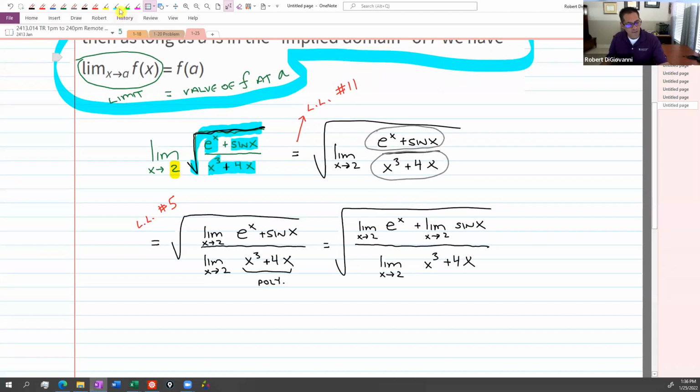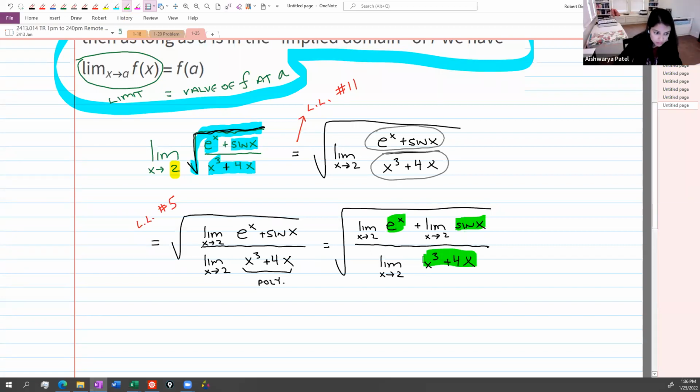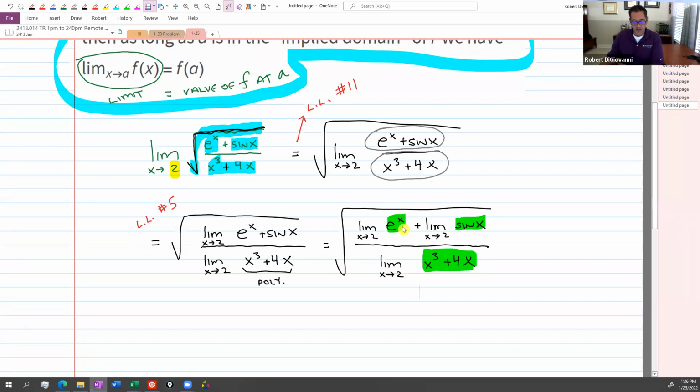So when we look at these functions, e to the x, sine x, x cubed plus 4x, can we plug 2 into all of these? You see any problems? See any division by 0 or any other issues? There's no issues, right? No issues at all. You can replace that x with 2, replace these x's with 2, and this should be our answer then. Square root.